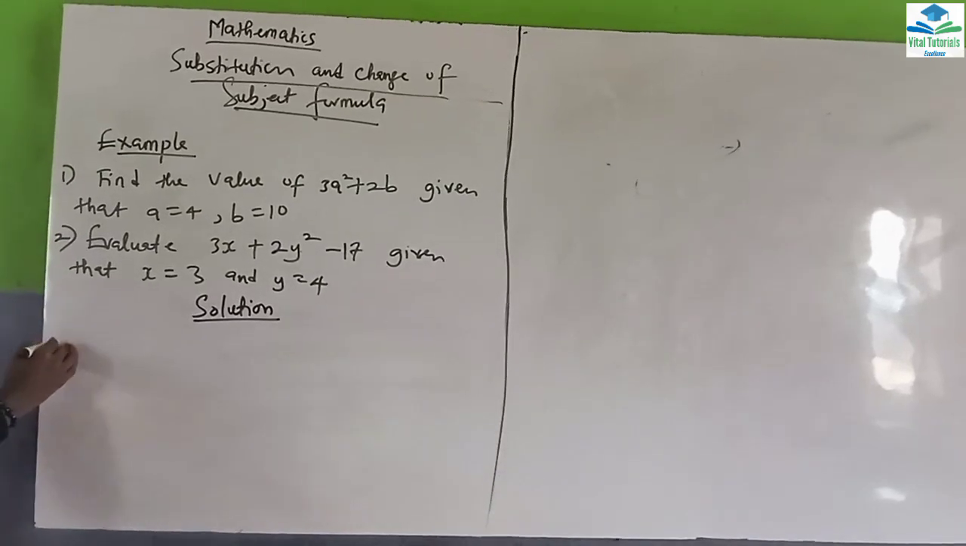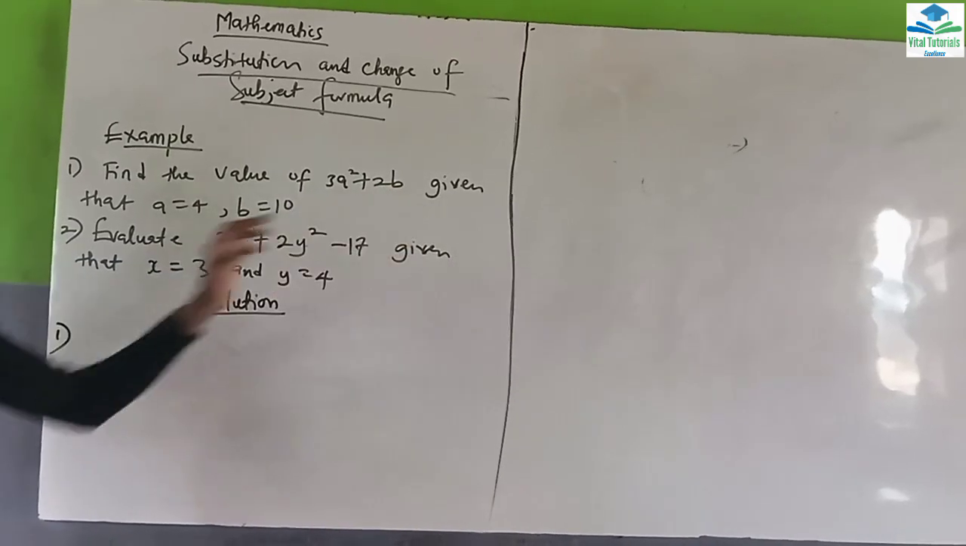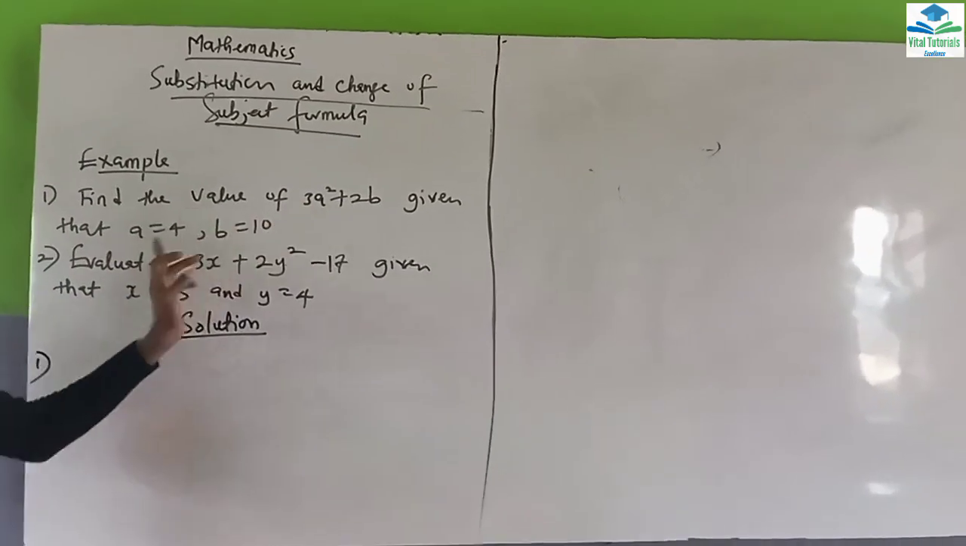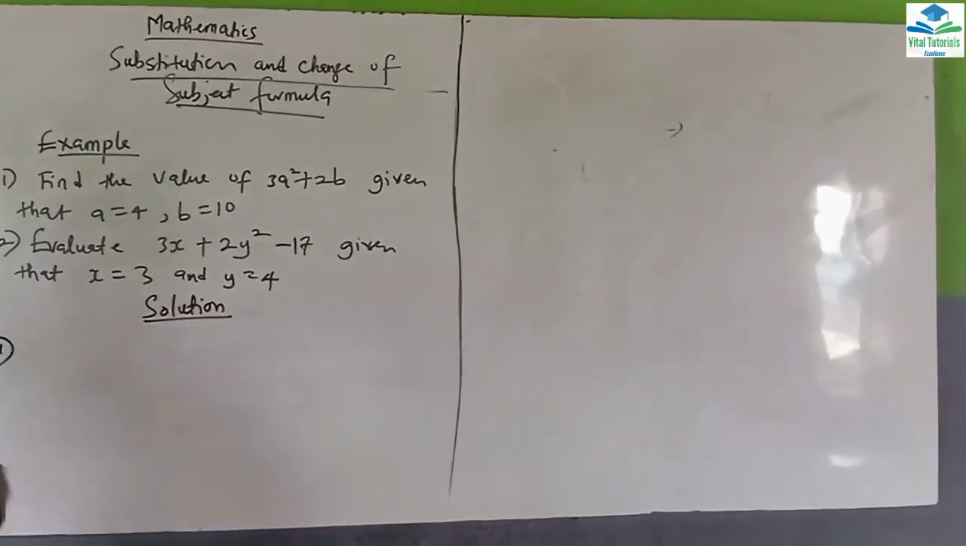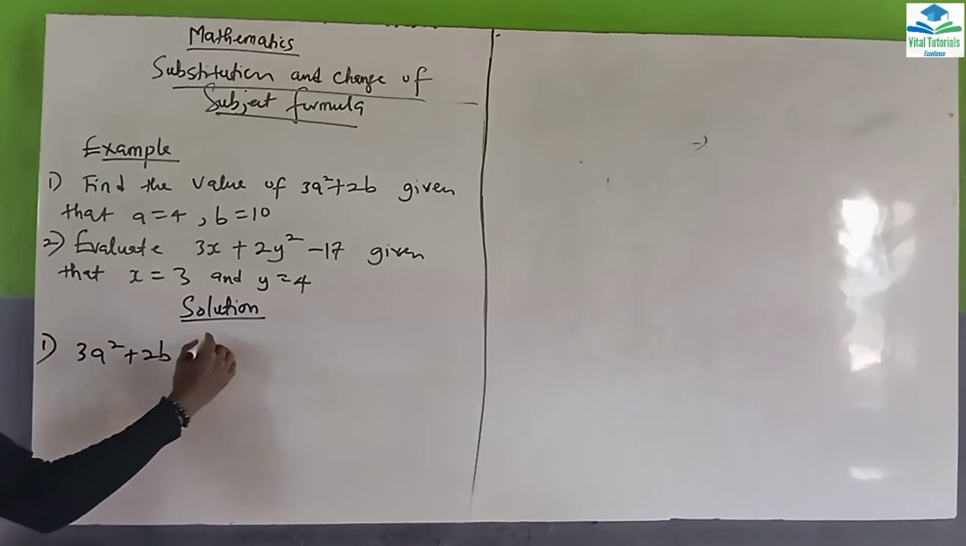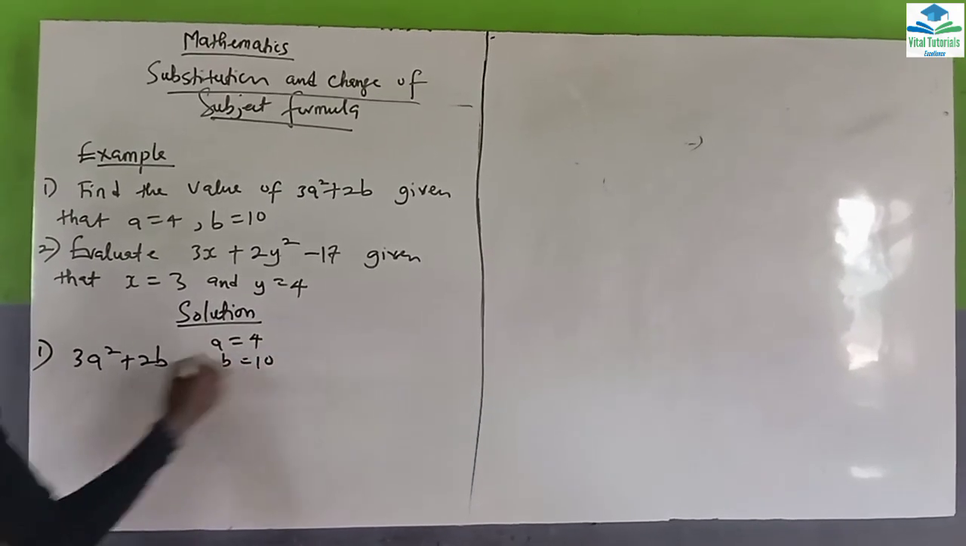I can see from the example, we have: find the value of 3a squared plus 2b, given that a is 4 and b is 10. Therefore, whenever we see a, we are going to put 4. When we see b, put 10. So we have 3a squared plus 2b. So here a is equal to what? 4, and b is equal to 10.